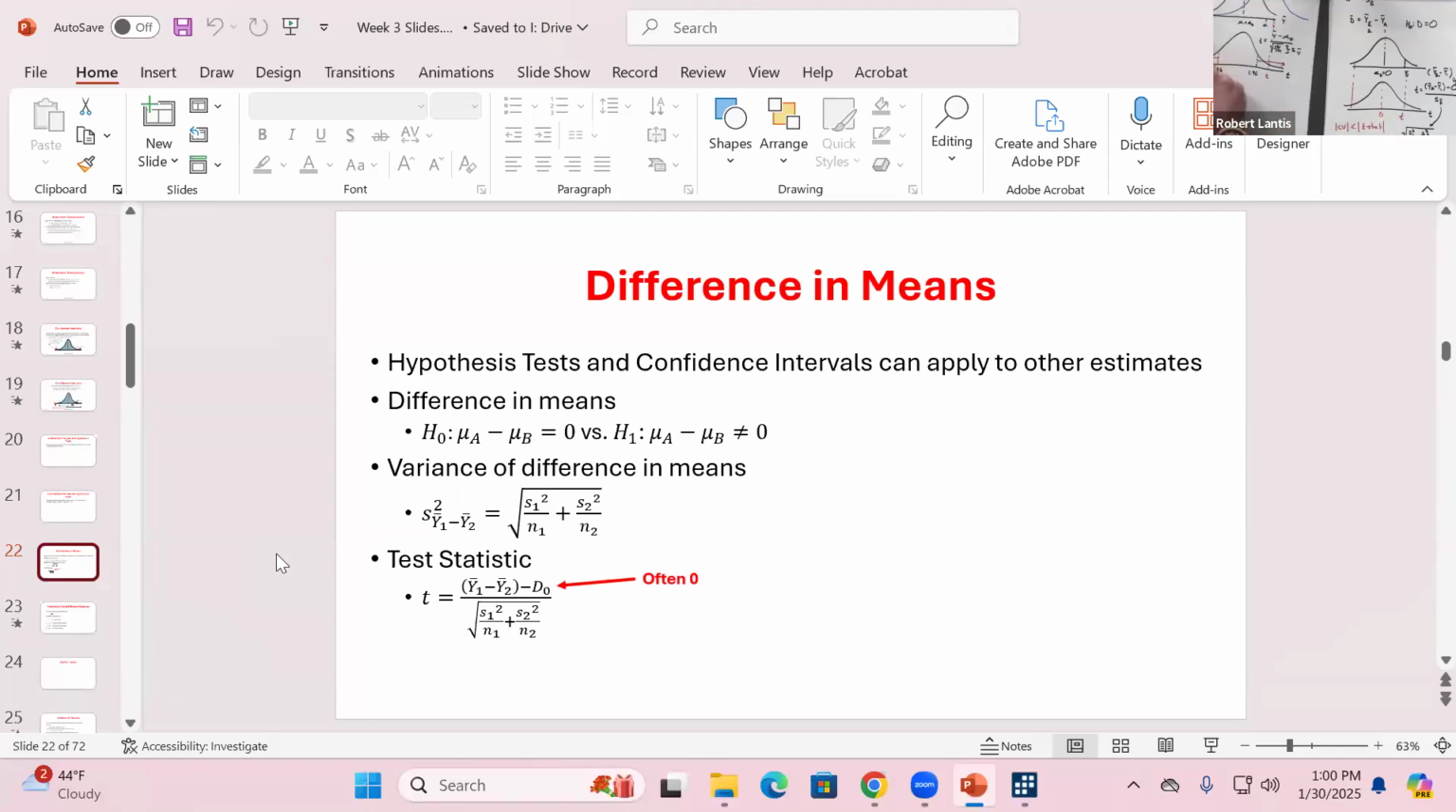Everybody with me on this? Any questions? Get this out of the way before we keep moving. And I'll show you how we can do this very quickly in Stata.